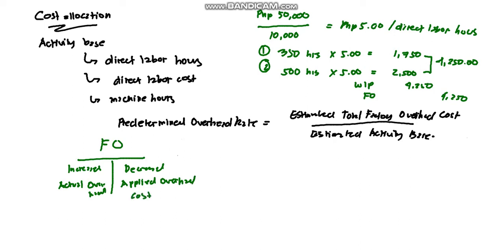Okay. The actual and applied overhead usually differ because the actual overhead costs are normally different from the estimated overhead cost. Depending on whether actual overhead is greater or less than applied overhead, the factory overhead account will have a debit or credit ending balance. So if the applied overhead is less than the actual overhead, the debit is called underapplied factory overhead. And if the applied overhead is more than the actual overhead, then the factory overhead account will have a credit balance. Okay.